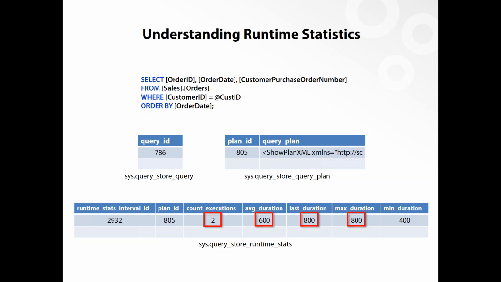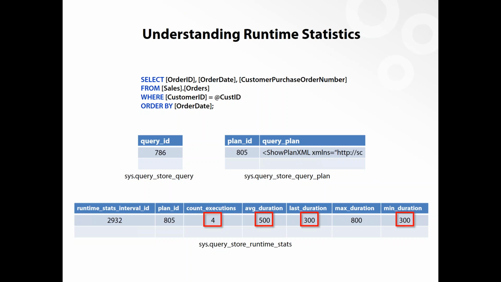So then my totals here get updated. So my average duration goes up. My last duration is set to 800. My max is 800. My min stays at 400. It executes a third time, and it takes 500 microseconds. So the average adjusts, the last adjusts, right? My max and my min are still the same.